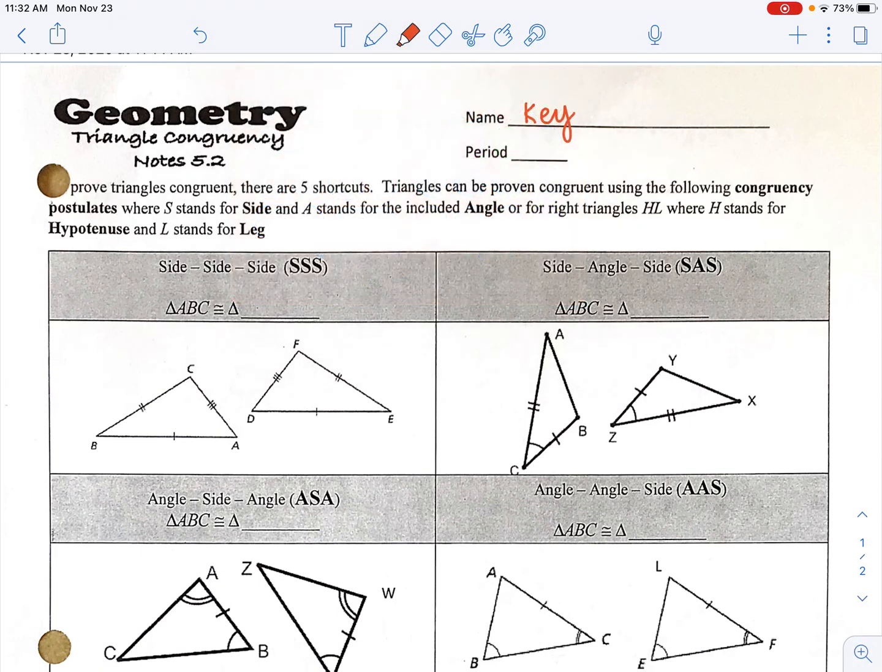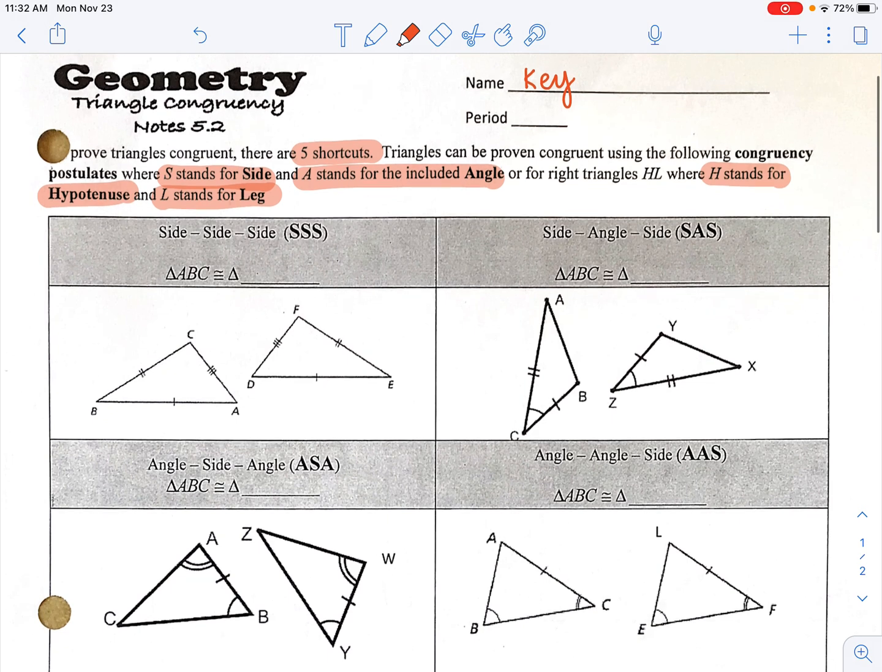There are 5 shortcuts that we can utilize to prove triangles congruent. So there's 5 shortcuts we're going to learn, and there are 2 non-shortcuts I'll be teaching you too. Triangles can be proven using the following congruent postulates, where the S stands for side, A stands for angle. If you utilize HL, H stands for the hypotenuse and L stands for the leg. So we're going to be using S, A, H, and L to help us develop those congruent statements.